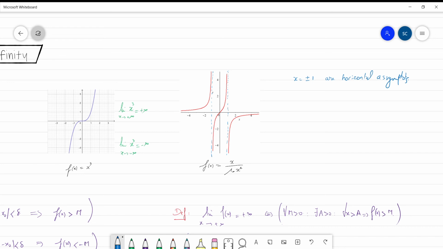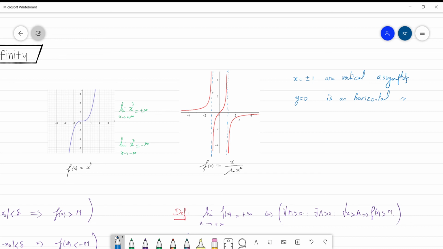Which one is the horizontal? The horizontal is this one. Those are vertical asymptotes. So let's correct it: vertical asymptotes, and y equals 0 is a horizontal asymptote.